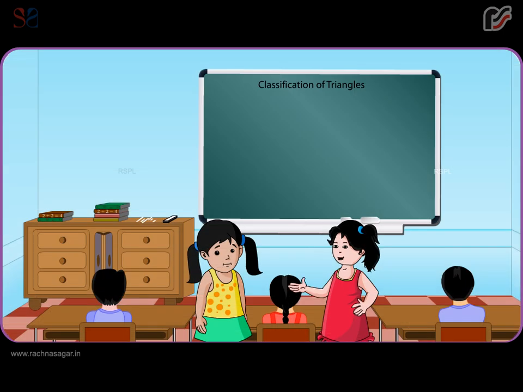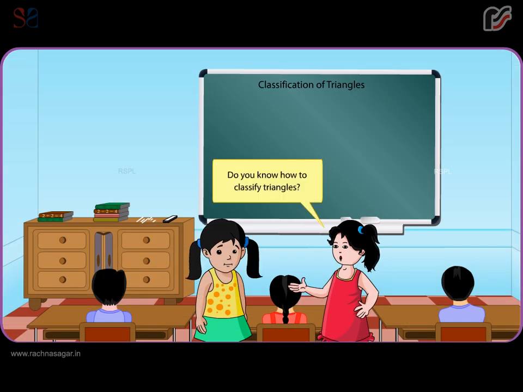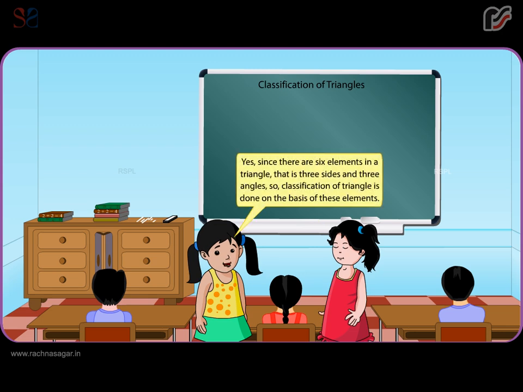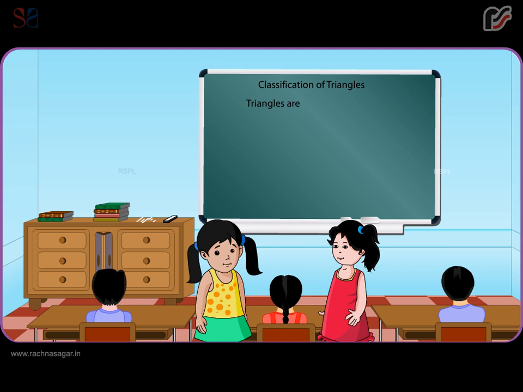Classification of triangles. Do you know how to classify triangles? Yes, since there are 6 elements in a triangle, that is 3 sides and 3 angles, classification of triangles is done on the basis of these elements. Triangles are classified in 2 ways: on the basis of sides, and on the basis of angles.